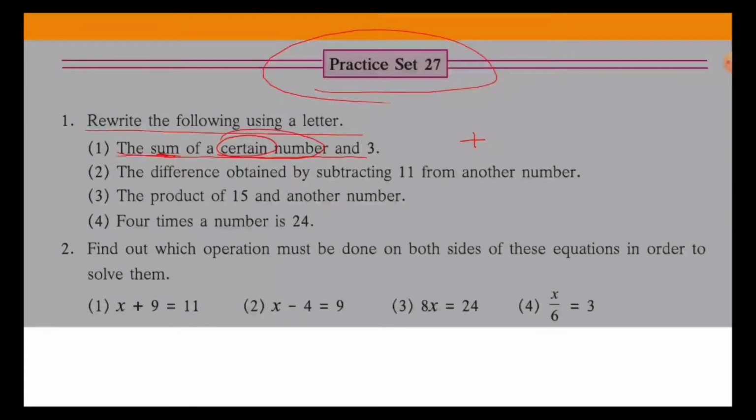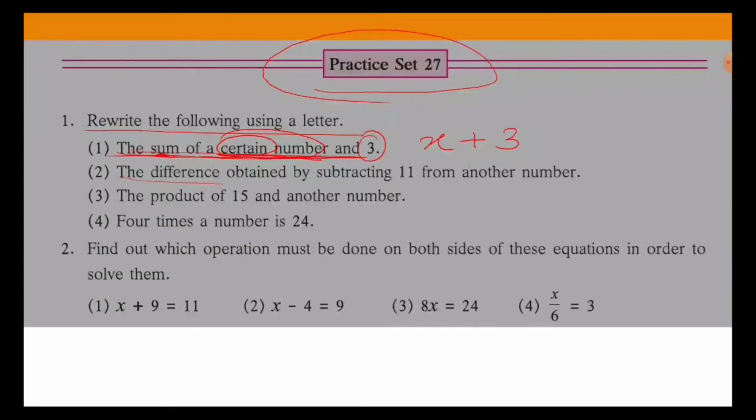सर्टन नंबर का मतलब होता है कोई नंबर, यानी हमको वो नंबर नहीं पता है. So I have already told that if you don't know the number, you have to put an alphabet instead of it. Okay, so we often put x. अगर आपको कोई और अल्फ़ाबेट लेना है तो आप कोई और अल्फ़ाबेट भी ले सकते हो, but we always often take x. Okay, so the sum means addition of certain number means x and 3. Okay, so the second number we know, the first number we don't know, that is x, and the second number is 3. So using letter we will be writing it as x plus 3. What is it? The sum of a certain number and 3. Okay, this is the equation form.